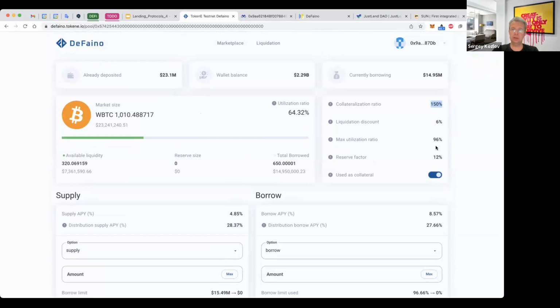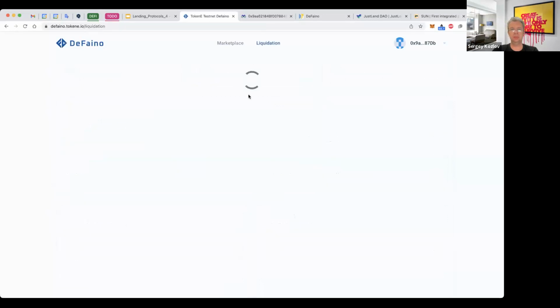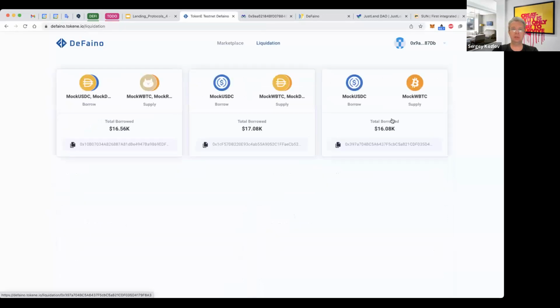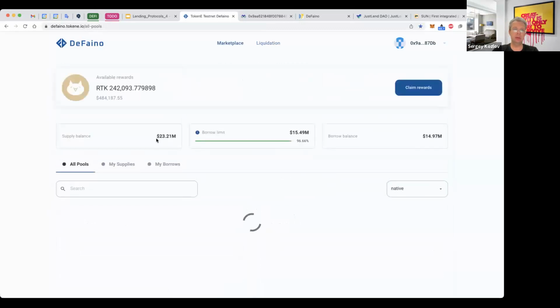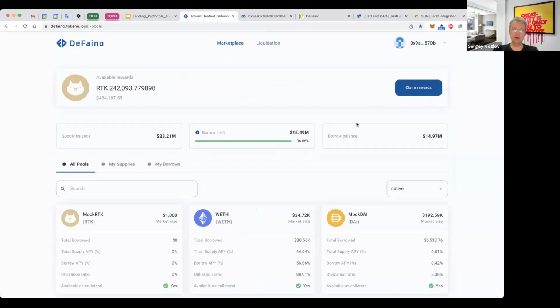So the collateralization ratio is here. Liquidation discount, max utilization ratio. That means I cannot actually borrow for more than 96% from the pool. I will not be able to take loans for more than 96%. So that's just for liquidations. You see here that maybe there are some liquidations already possible, so we can liquidate someone, but I will not do it now. And I can, of course, claim my rewards.